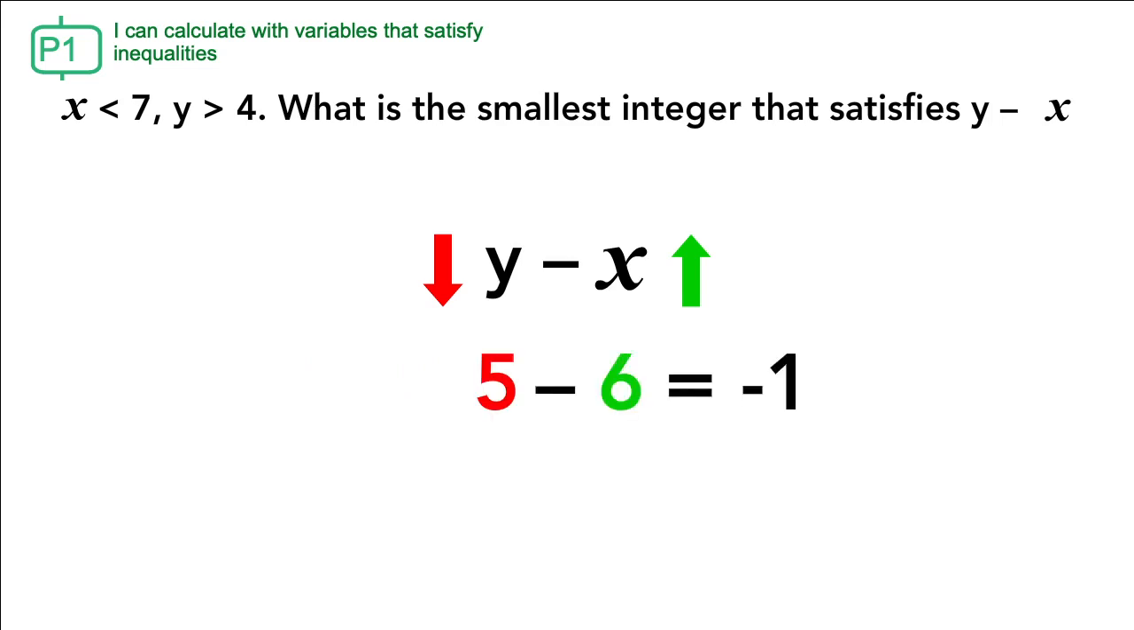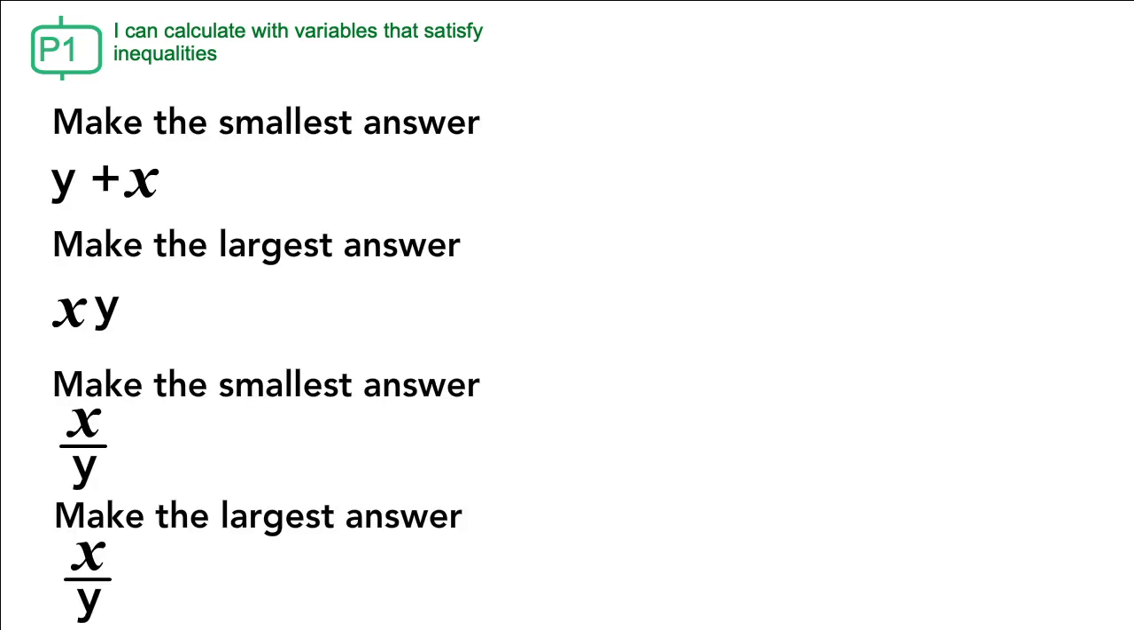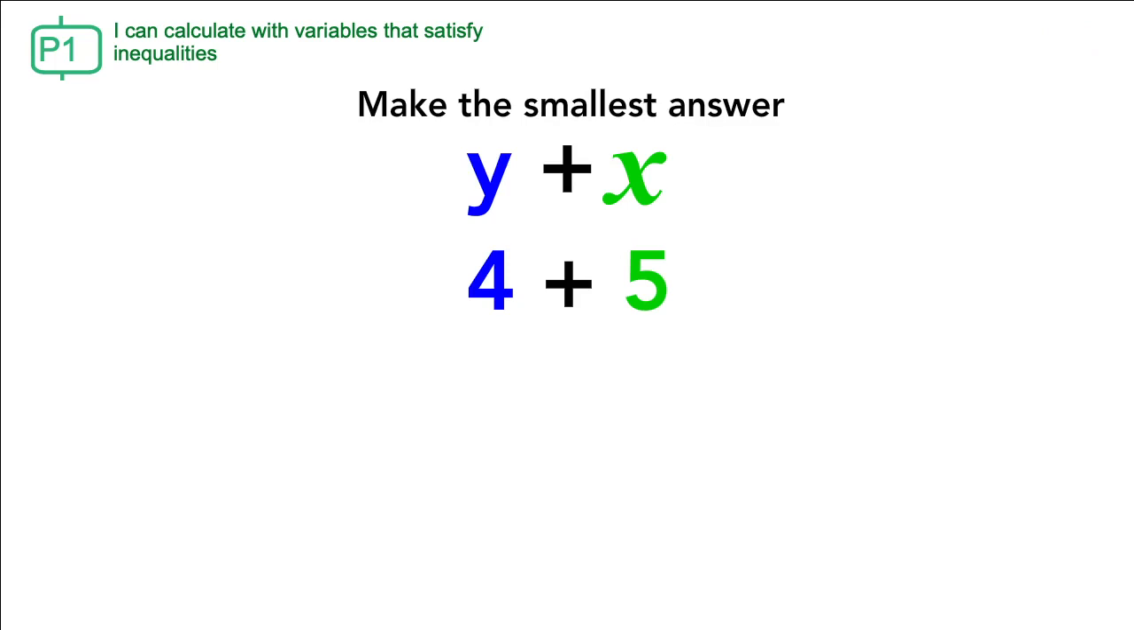The same reasoning can be applied for these expressions. Pause and decide for each expression whether the variables y and x should be larger or smaller. Okay, looking at the first expression, if I made the values equal to 5 and 4, would I increase or decrease x, and would I increase or decrease y to make the overall answer smaller?